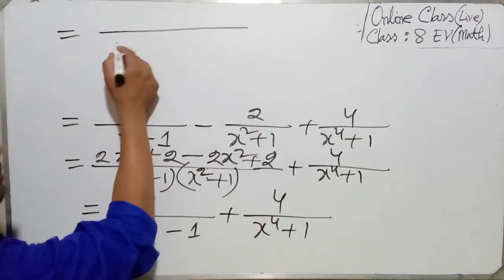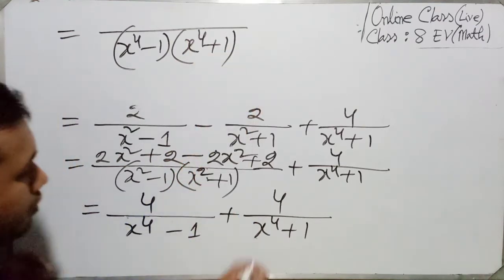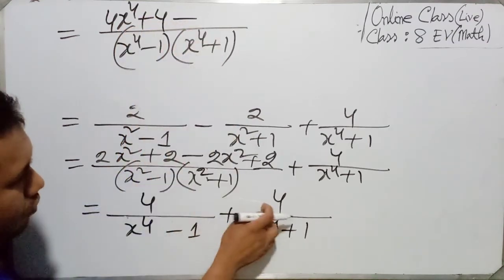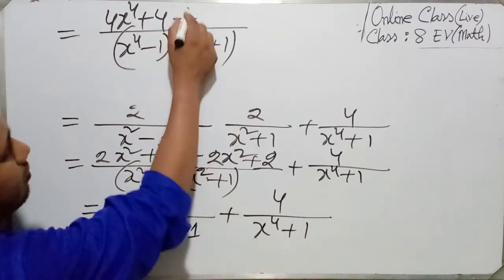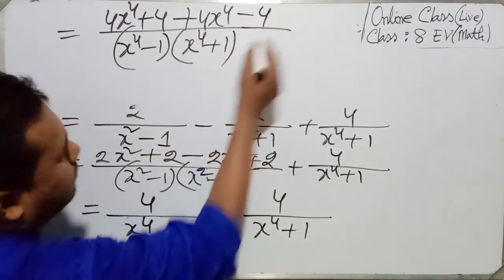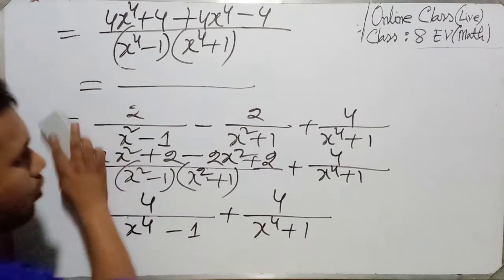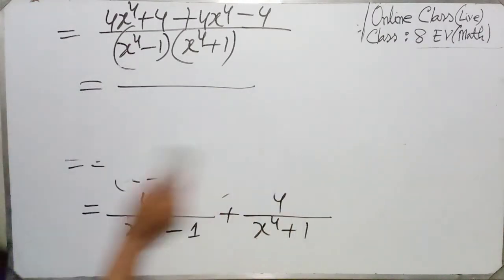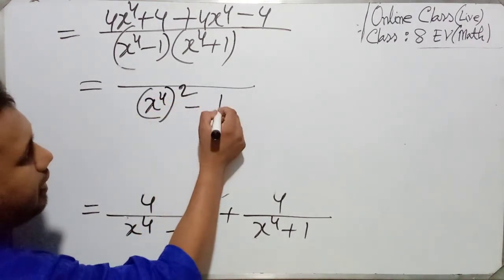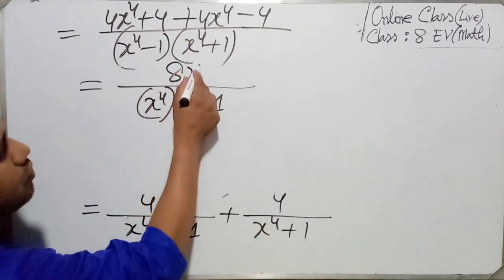Now what is the LCM dear students? x to the power 4 minus 1 and another x to the power 4 plus 1. So this will be 4 into x to the power 4 plus 4, and this is plus, so plus 4x to the power 4, and this is minus, so plus and minus, minus 4. Now dear student, we can write x to the power 4 whole square minus 1 square, meaning a square minus b square, so not necessary to write 1, and this is 8x to the power 4.